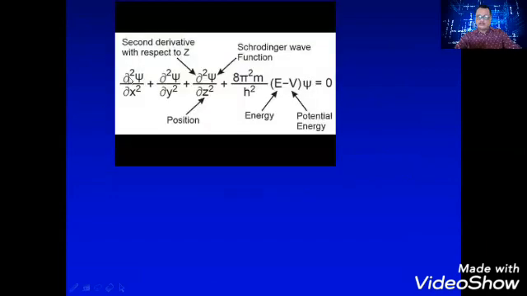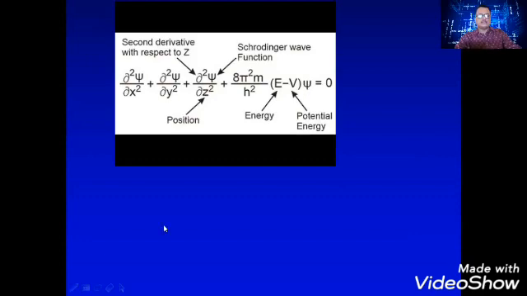This is del square psi by del x square plus del square psi by del y square plus del square psi by del z square. So this is the Schrodinger wave equation in 3 dimensions, because we are considering the 3 axes: the x-axis, the y-axis, and the z-axis. And here m represents the mass of the electron, h is the Planck's constant, E is the total energy of the electron, and V is the potential energy. And this psi is called the wave function.